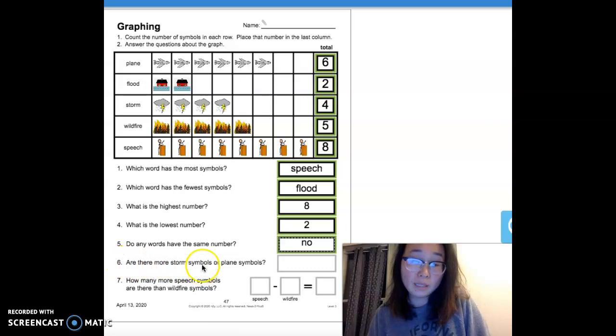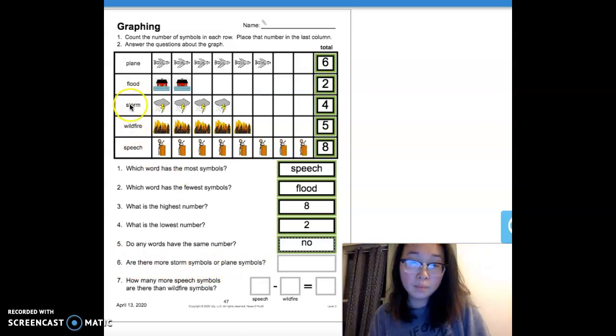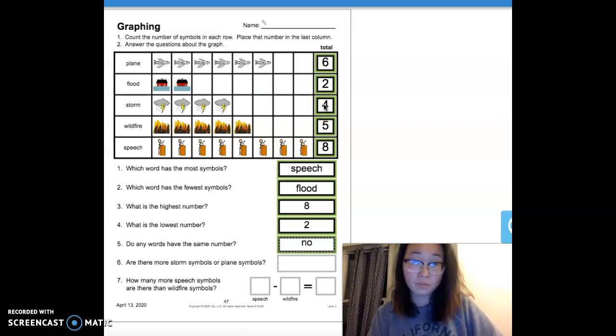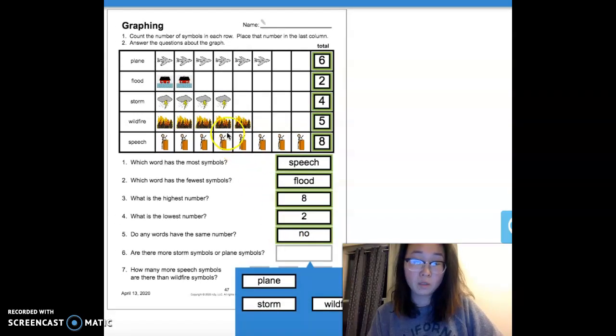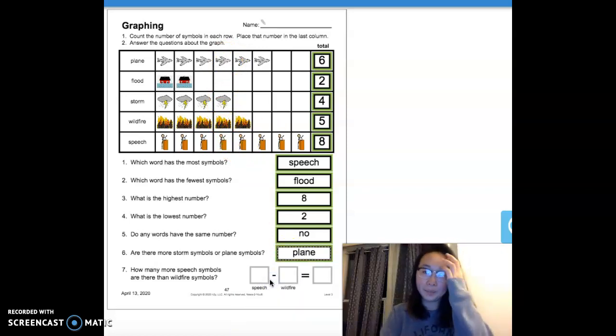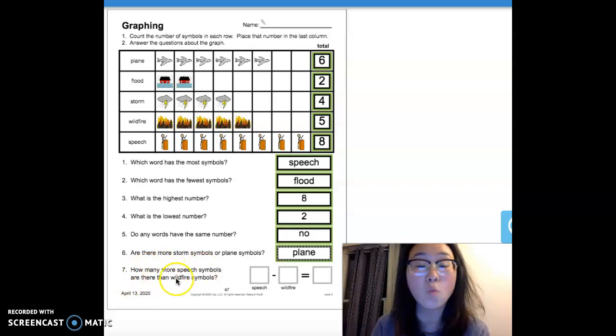Number 6. Are there more storm symbols or plain symbols? So if we look at storm or plain, 6 and 4. Which one has more? Between storm and plain, plain has more. Plain. Very good.